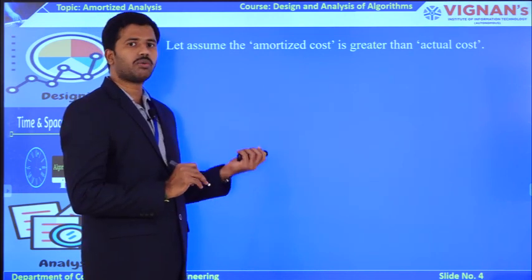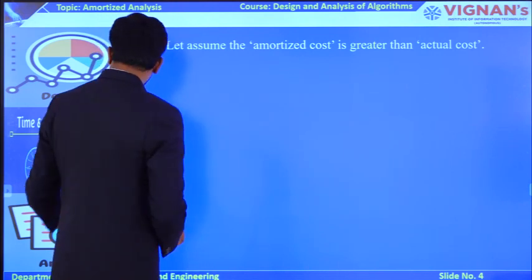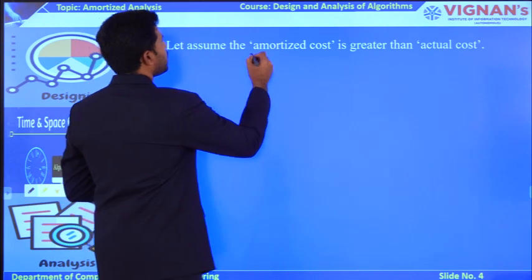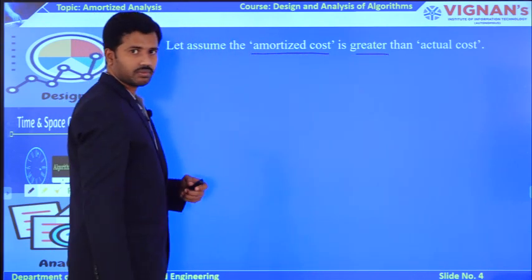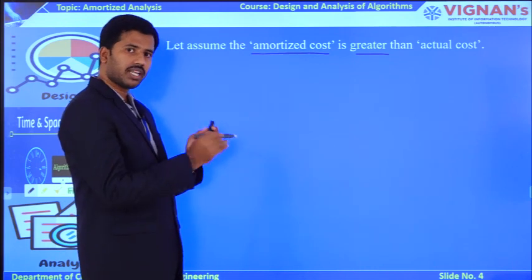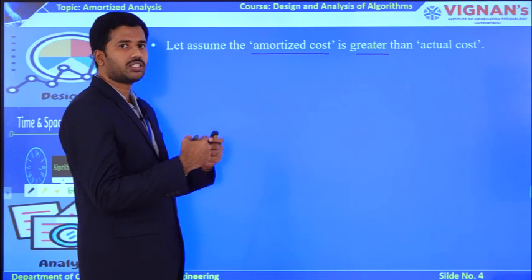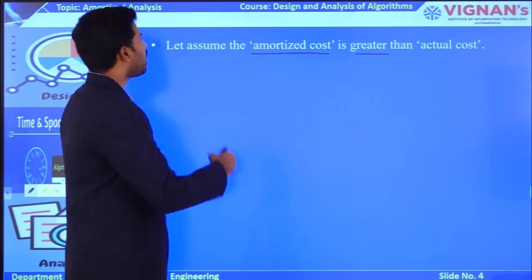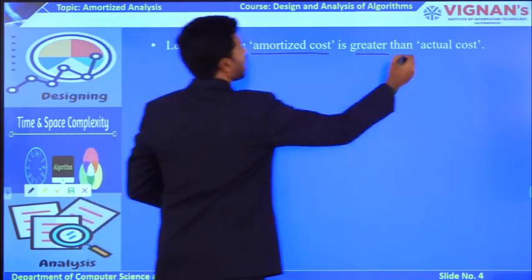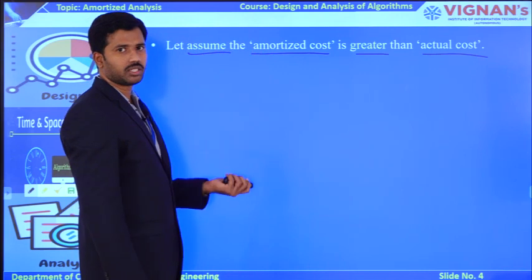But here you try to observe a reverse engineering approach. I am going to be assuming that my amortized cost is greater. So what is the main output you need to prove? Amortized cost is lesser than actual cost. But here I am applying a simple reverse engineering approach. Here I am assuming that amortized cost is greater than actual cost.